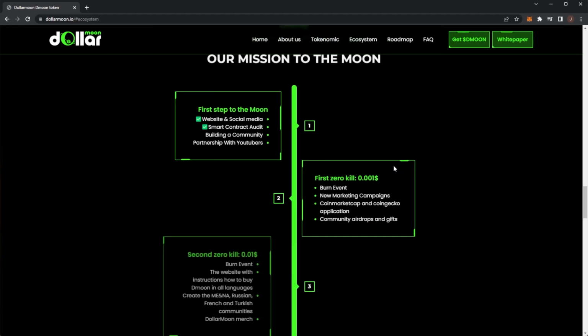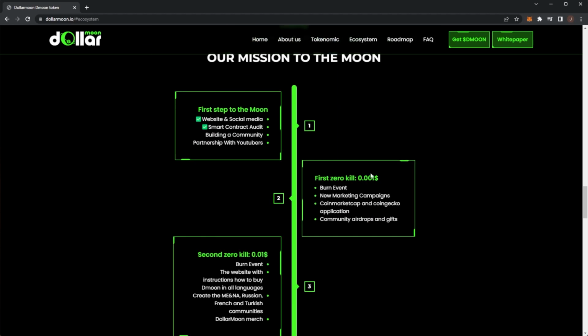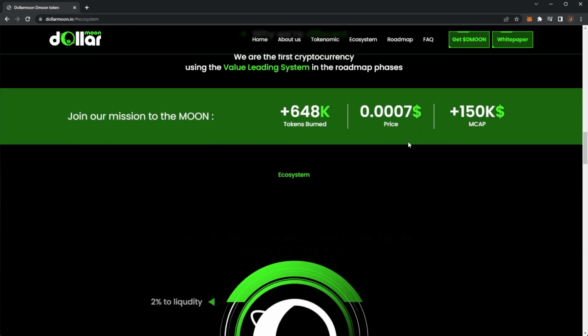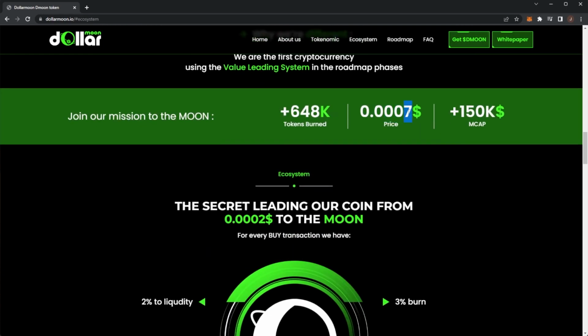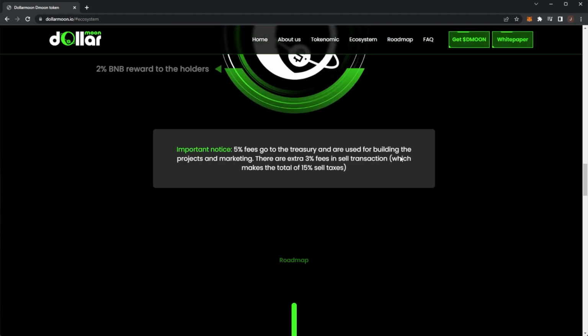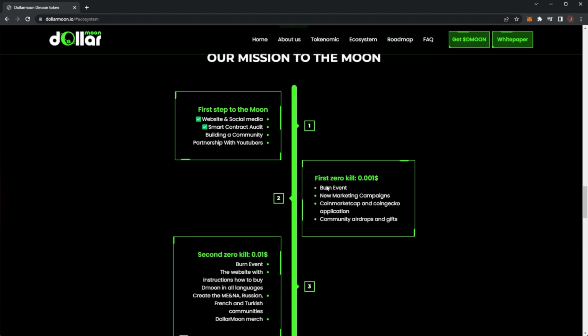So the first event, once it goes down to two zeros, which is actually quite soon, to be fair. The coin needs to go up another, what, just under 50%, 40%, and the first zero will be dropped. Once this happens, there will be a burn event, new marketing campaigns, CoinMarketCap and CoinGecko application, community airdrops, and gifts. So the thing that's unique with Dollar Moon is their roadmap isn't based on time, etc.